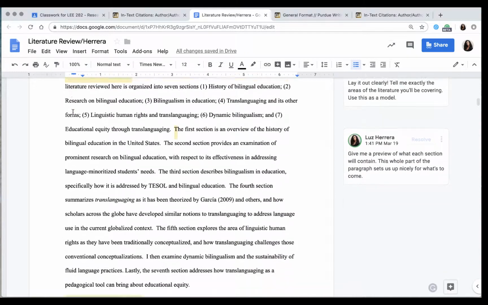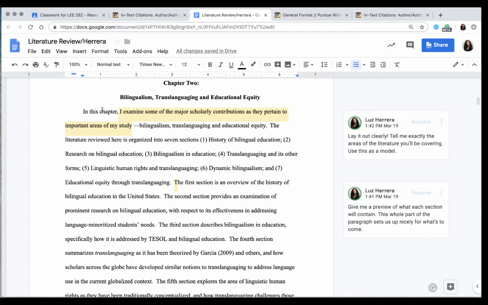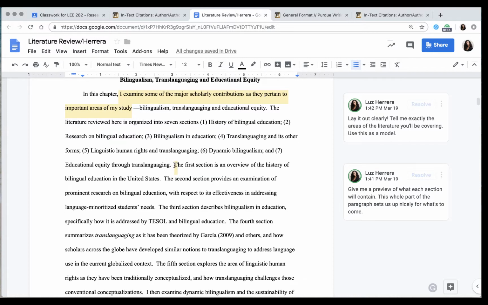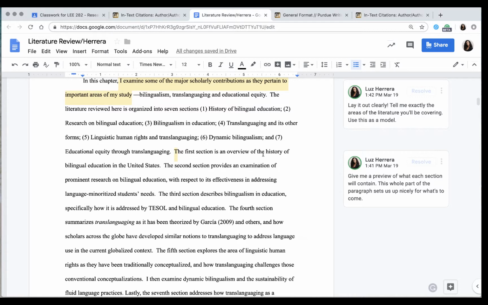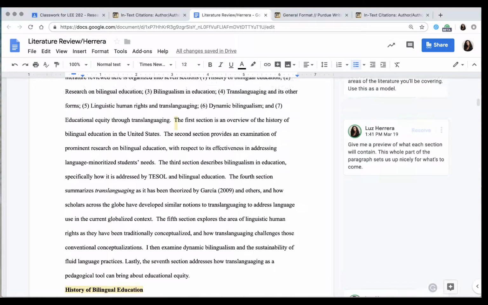So then you'll see the very first paragraph, I talk about exactly the areas of literature that I reviewed for this chapter. And in this case, I reviewed 7 areas, right? And I divided my review accordingly into 7 sections. And then I talked about what each section is going to cover, just really, really briefly. And then we get into it.